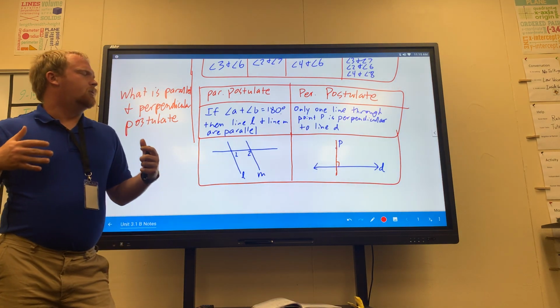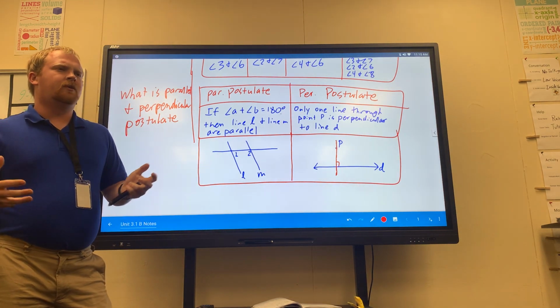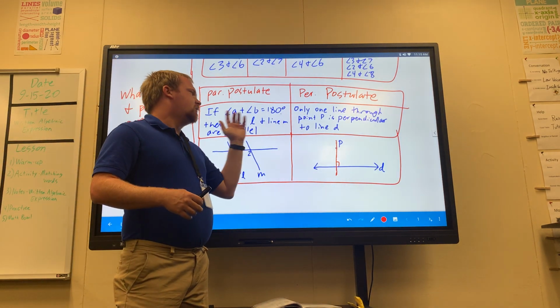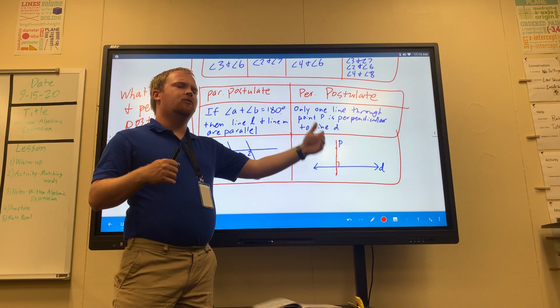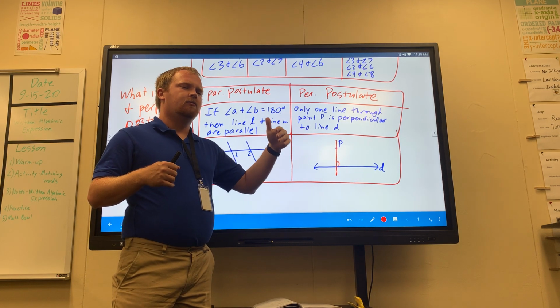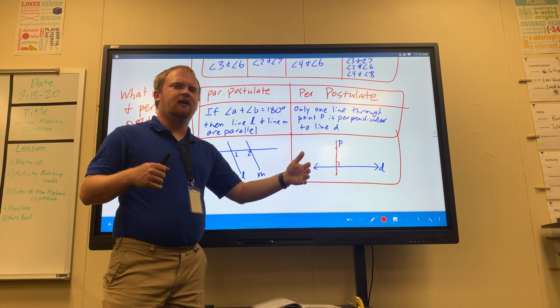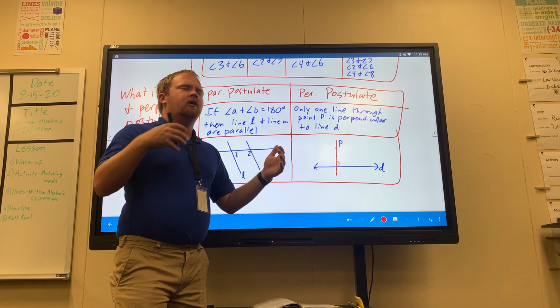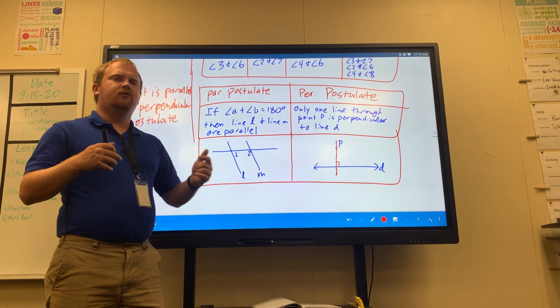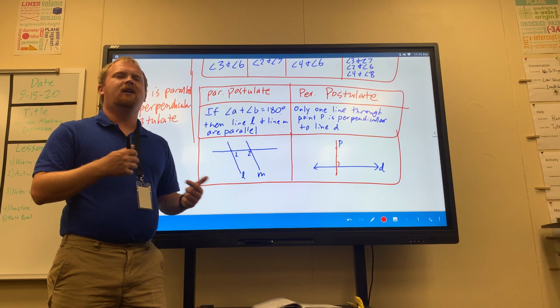So, what we just talked about is transversals, as far as a line that goes through not only multiple points or multiple lines, but also how some of the angles in these transversals relate to each other.